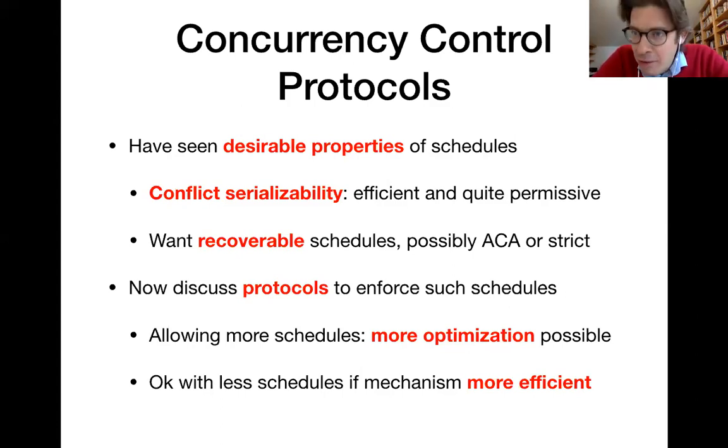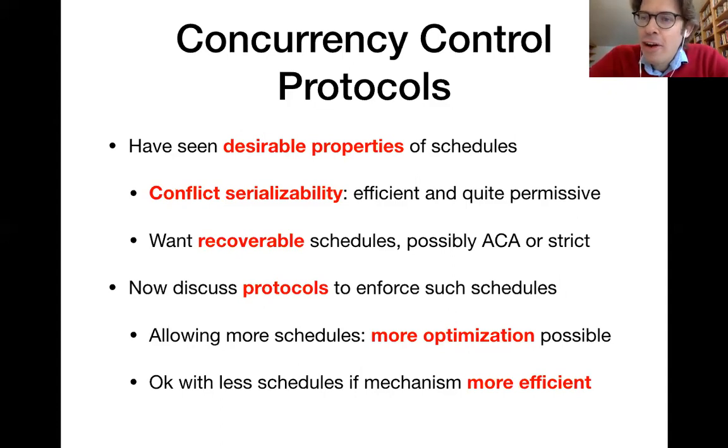We also want recoverable schedules. And as we have seen last time, that means essentially that one transaction does not commit until all the other transactions that it has read values from have committed before. Because otherwise you might end up with a database in an inconsistent state from which it is impossible to recover. So we want recoverable schedules. And we have seen a couple of other properties, avoiding cascading aborts and strict schedules. And depending on the scenarios, we might also want some of those properties.